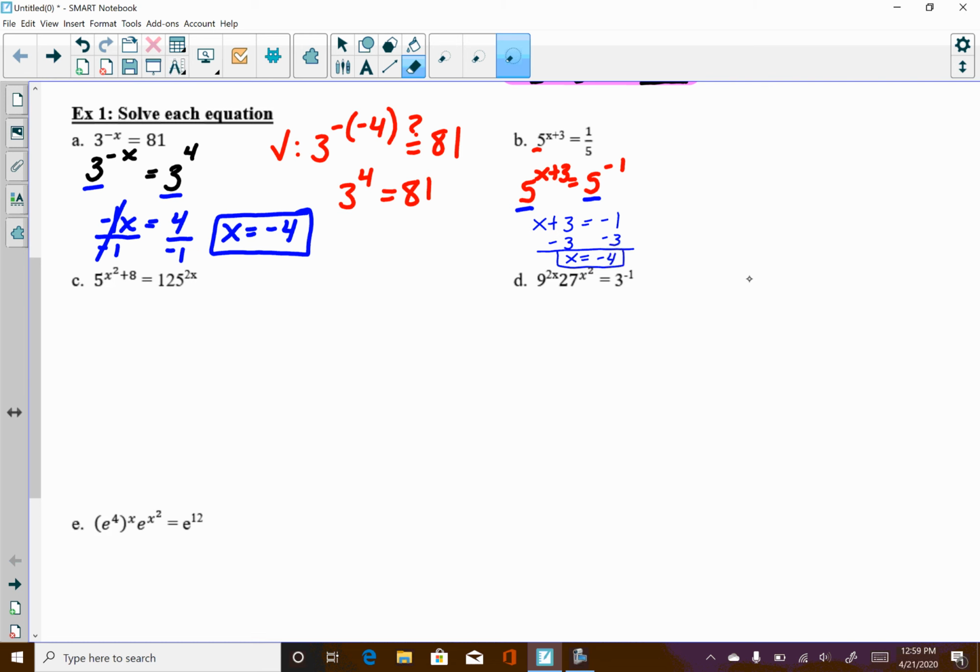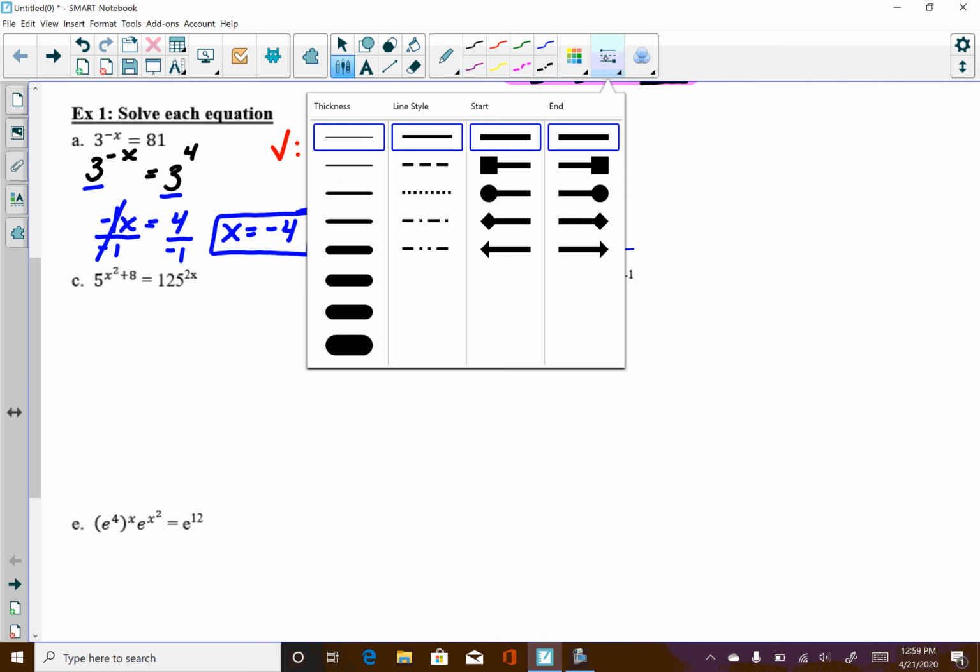All right, so here in letter D, you have 9 to the 2x, 27 to the x squared equals 3 to the -1. So hopefully you would agree, a good base to shoot for is this 3. So let me get my pen back. I want to try to get everything with a base of 3.